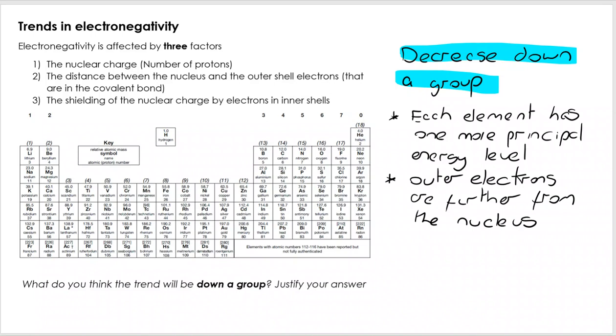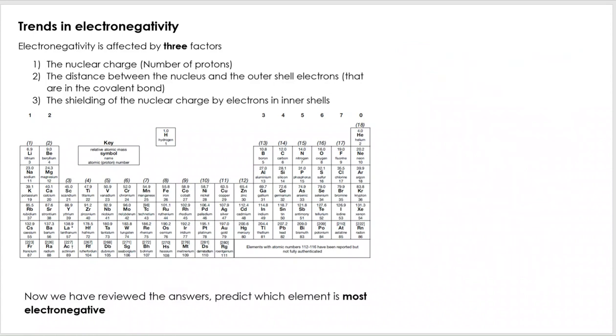But there's also another impact, because you've got an extra principal energy level of electrons that can shield those outermost electrons and repel them and push them away. So you've got the outermost electrons, the electrons in the covalent bond, subject to more shielding. So we've got some really clear key reasons why electronegativity will go down. So let's have a think about this question. Which is the most electronegative element on the periodic table? And why do you think that's the case?